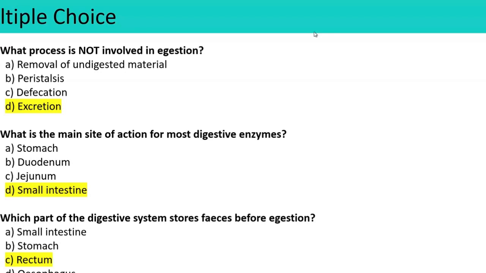The main site of enzymes is the small intestine as a whole. Probably it's a little bit more in some areas than others, I think, but small intestine anyway. The part of the digestive system that stores the feces before egestion is the rectum. That's the last little bit of that tube.